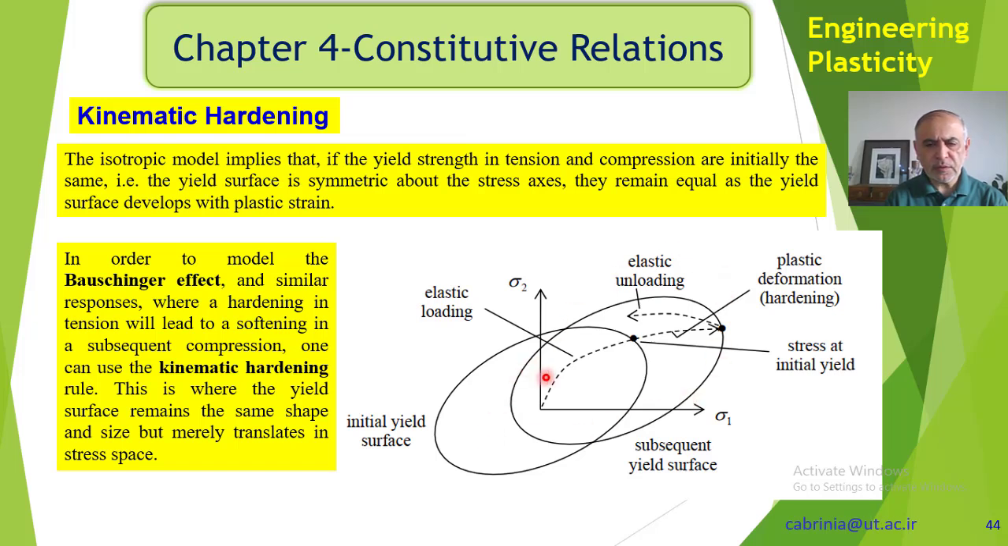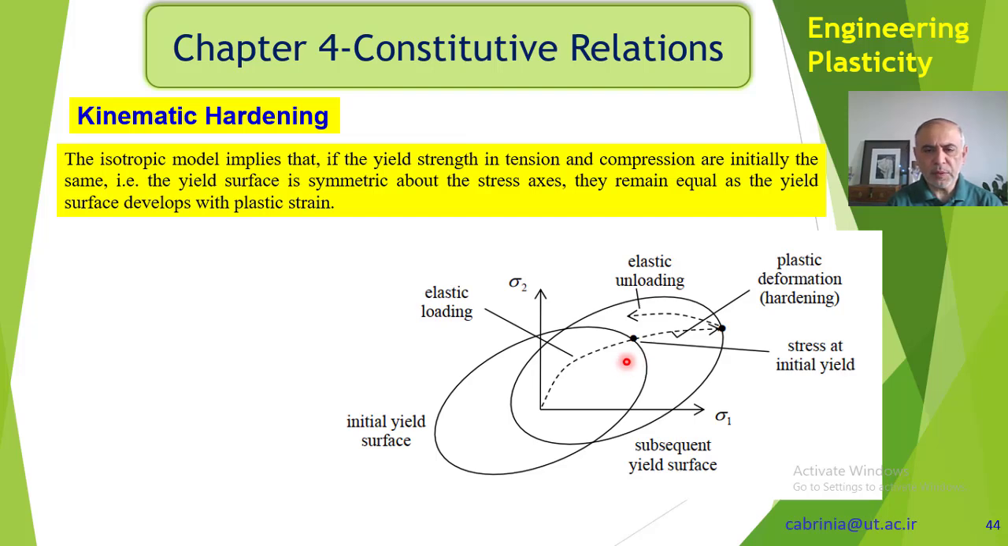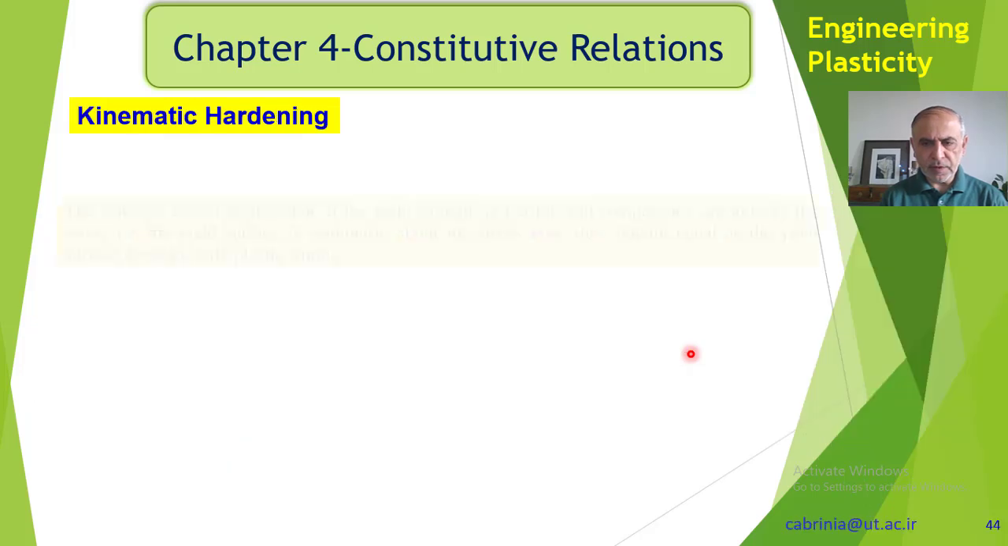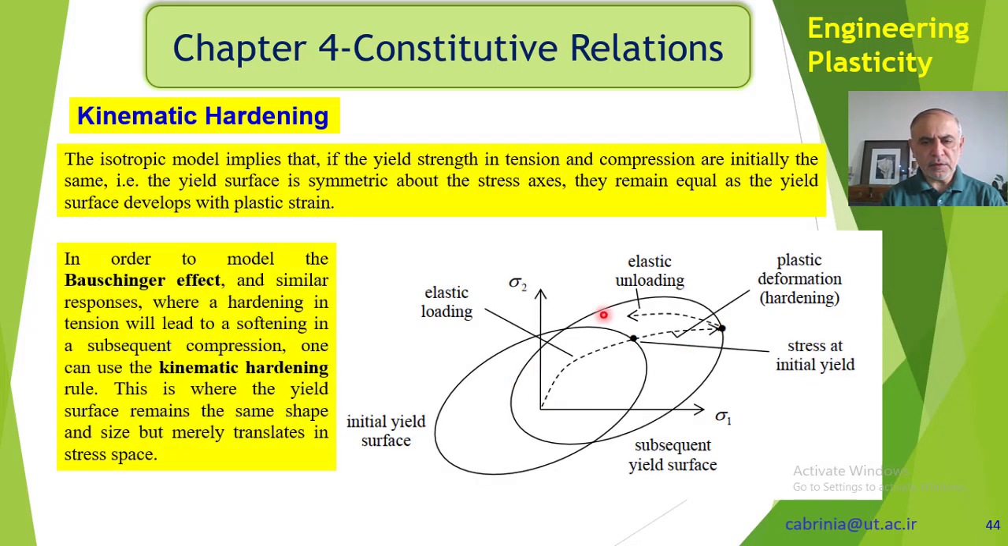The subsequent yield surface in the isotropic hardening also moves, but it moves symmetrically. But here it doesn't move symmetrically. You can see it has an offset. If the center was here, now the center has moved somewhere else. But for the isotropic, the center is the same. The center of both of these circles is the same, but here it's not the same.